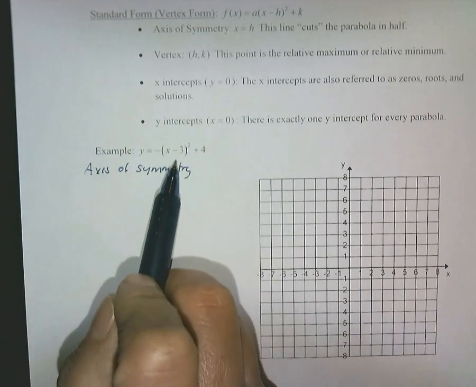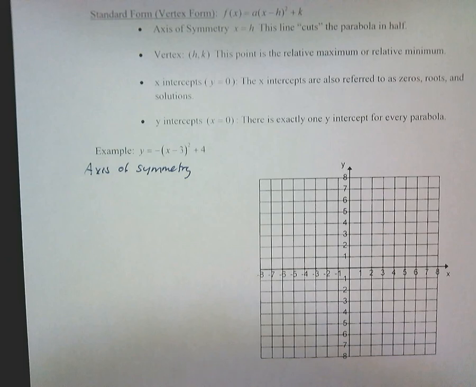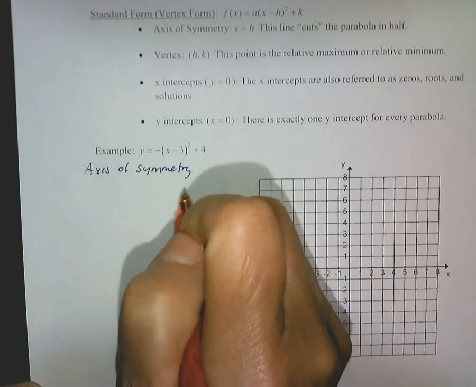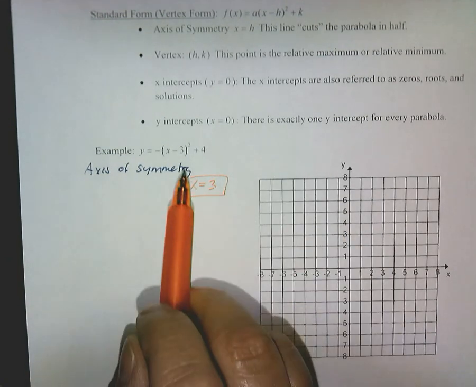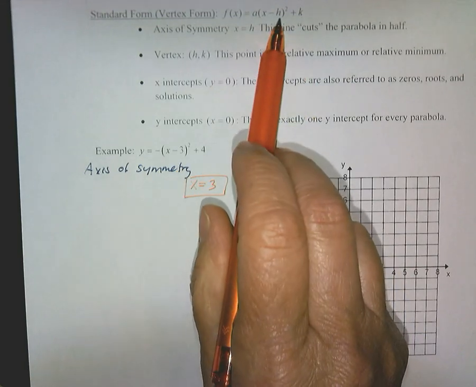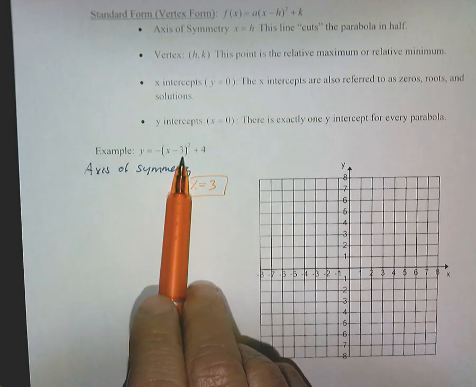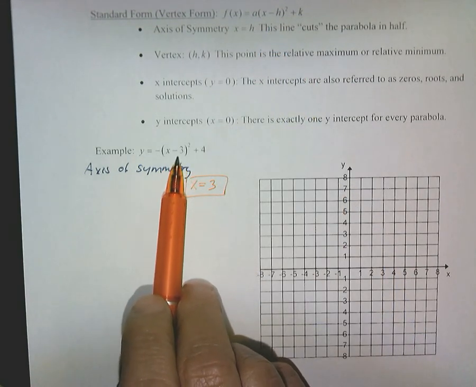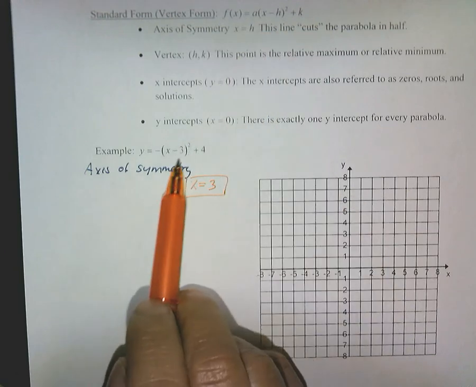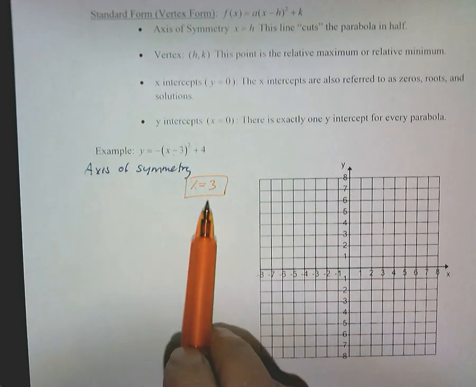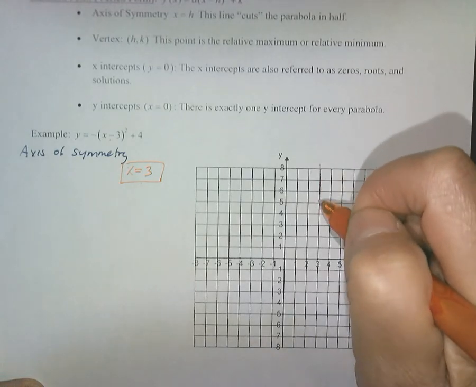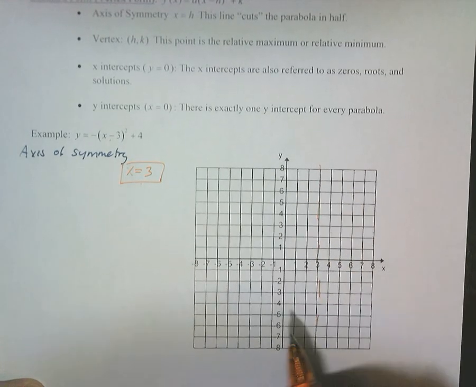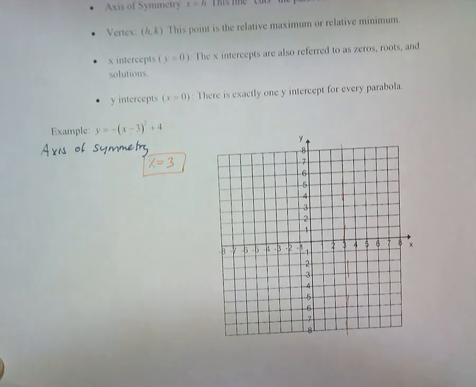So the axis of symmetry is x equals 3. It's very easy to find. You just look back at the equation. Wherever h was here, it's there. So just be careful. This is minus 3 and this is minus h. If this was a positive number, this would be a negative. So x equals 3 is a vertical line, goes through 3.